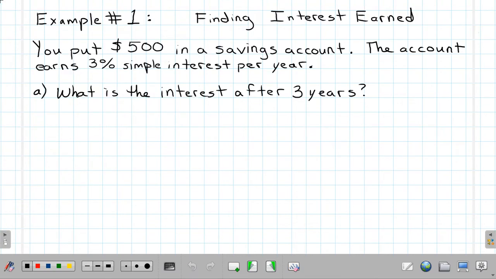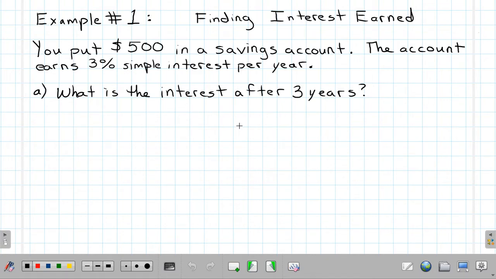So let's go ahead and jump into some examples here. Example 1, finding the interest earned. You put $500 in a savings account. The account earns 3% simple interest per year. So this is actually a two-part question. We're going to answer part A on the next slide. Part A asks, what is the interest after 3 years?